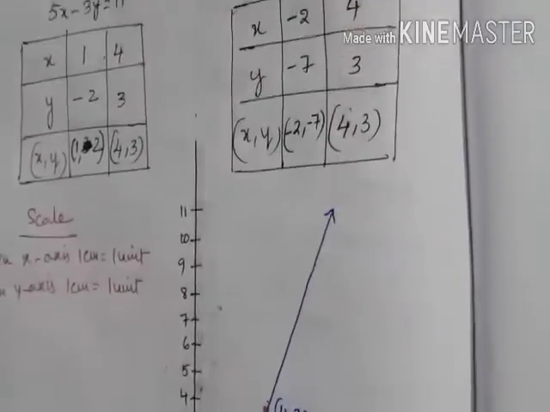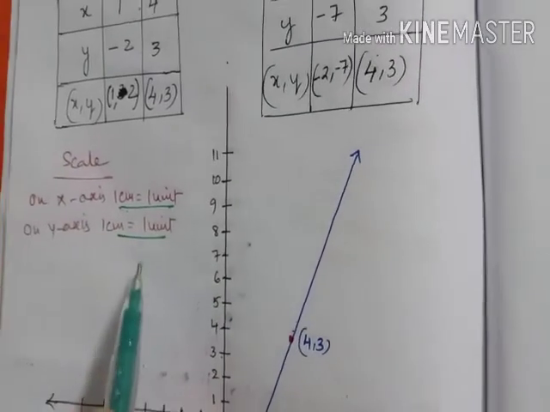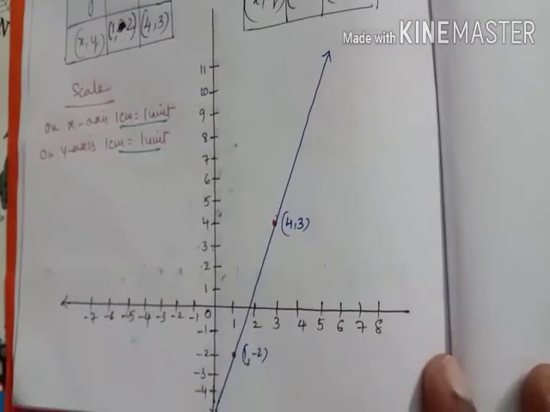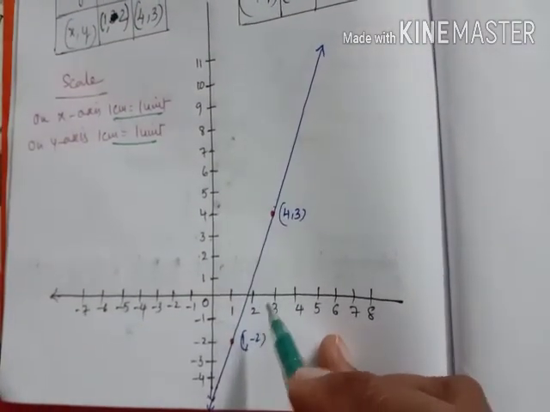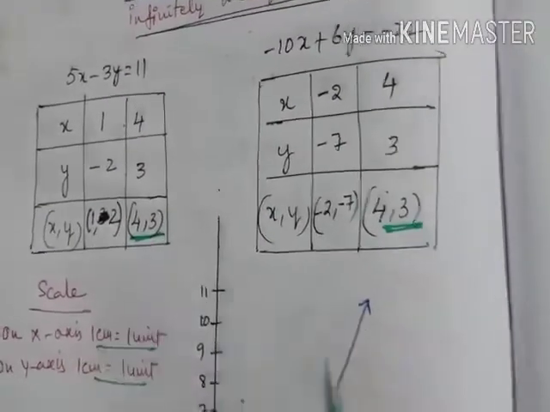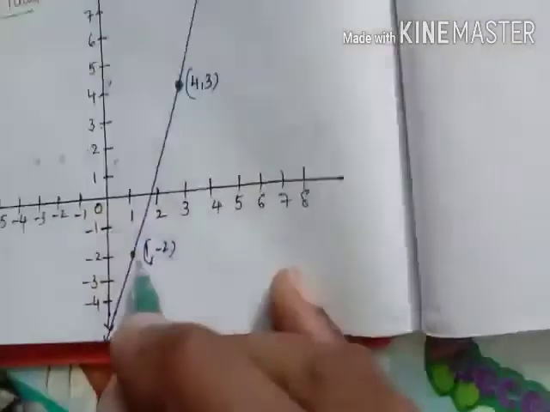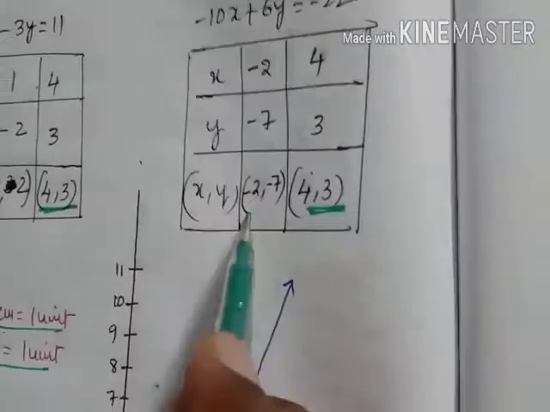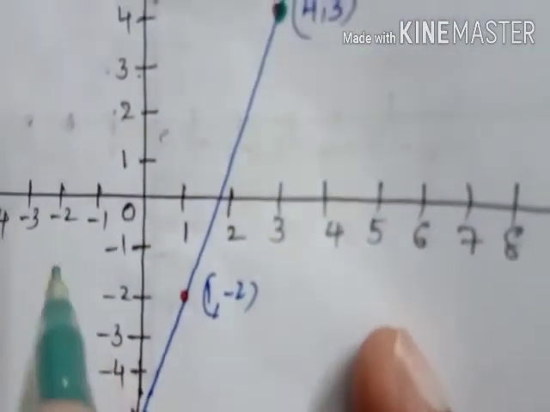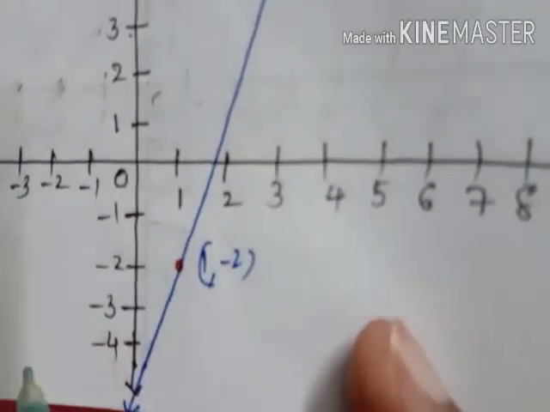So I am taking the scale as x is equal to 1 centimeter, y is equal to 1 centimeter. So the plotting is like this. So we have 4 comma 3 and 4 comma 3 as a common point. I am representing it here, and 1 comma minus 2 I am representing here, and again we have minus 2 comma minus 7, which can be represented like this. Minus 2 comma minus 7 will be at the very bottom.